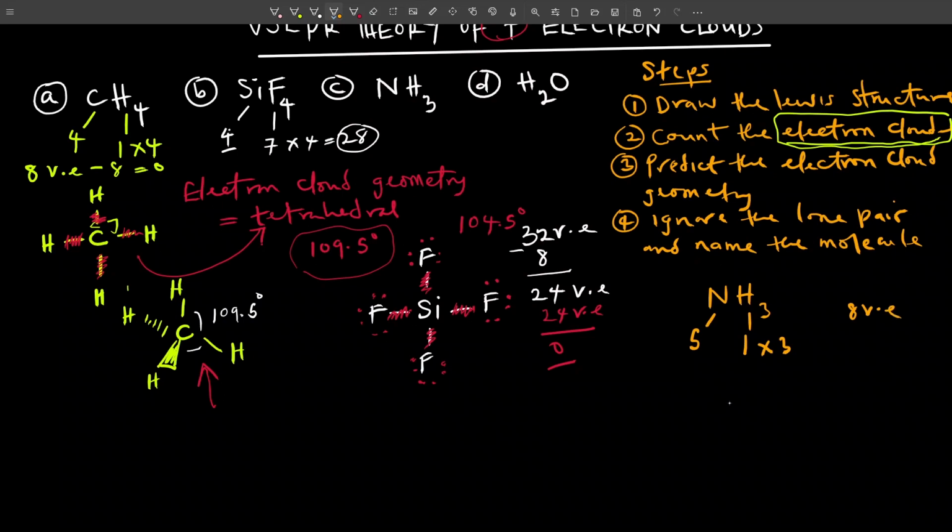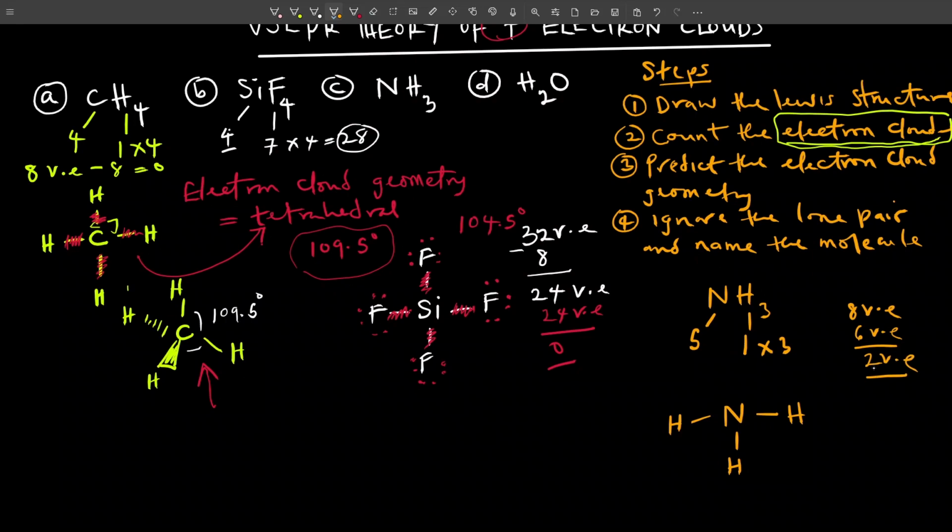The central atom here is nitrogen, since hydrogen can never be a central atom. So we have 3 hydrogen atoms around the center nitrogen atom. So I've used up a total of 6 valence electrons. Subtract it from this. We have 2 valence electrons remaining.